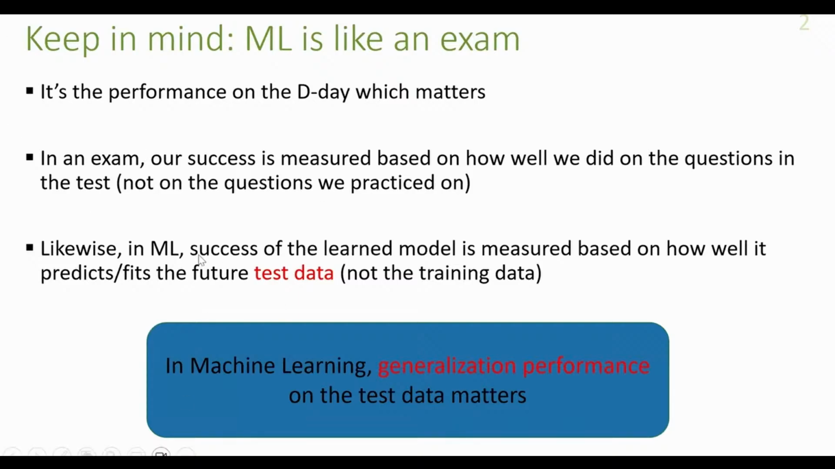In the same way, how your model performs over the training data, we do not care. We only care about how your model will perform over future data, because our goal is to build a machine learning model for future data, right? Why are we building these models? Because we want to predict something for future data. So that's why the test performance matters and not the training performance, right?